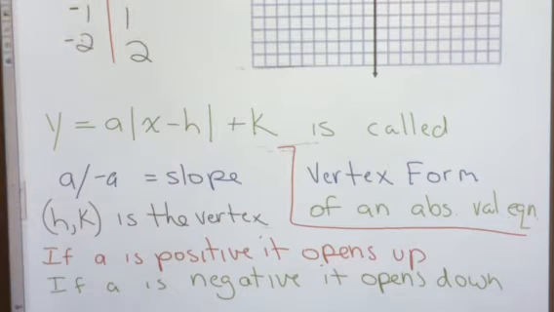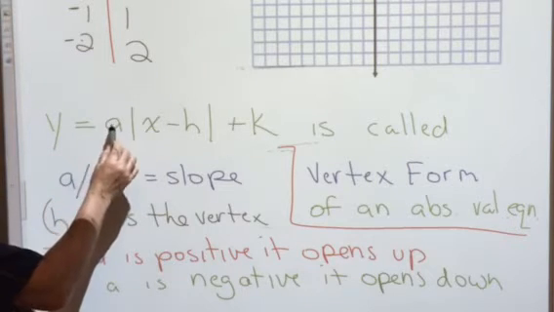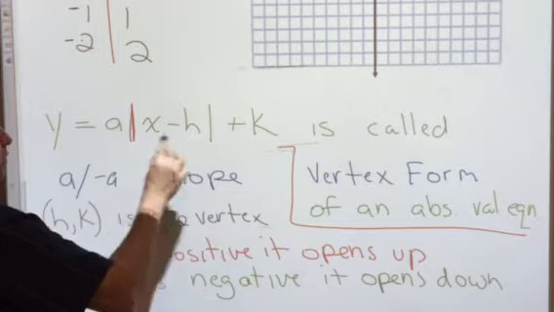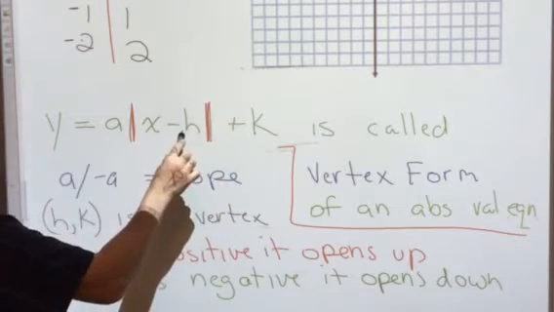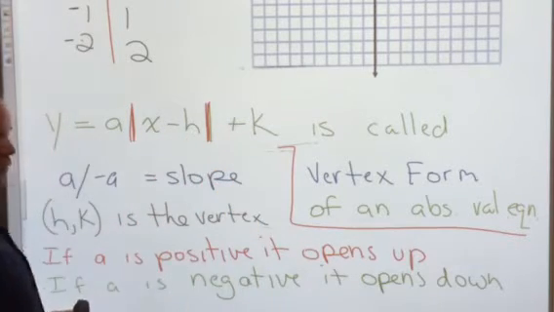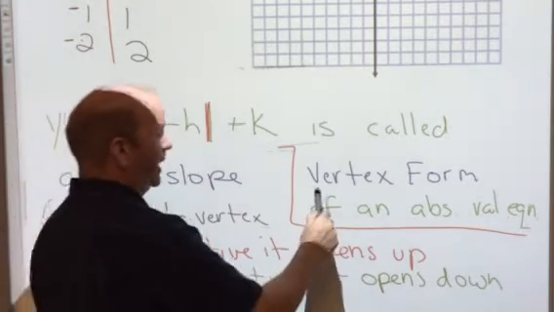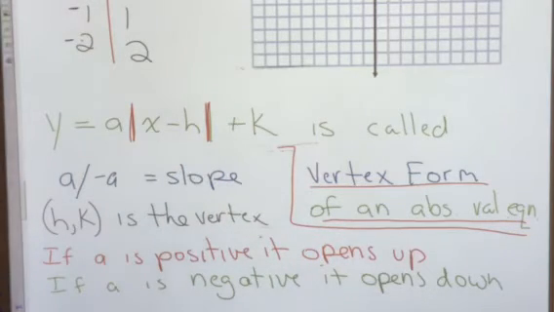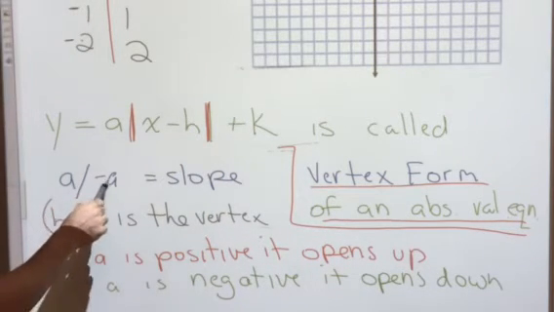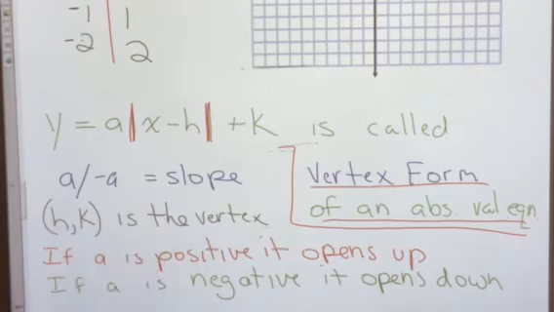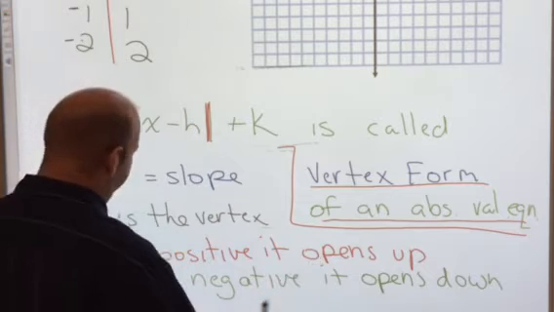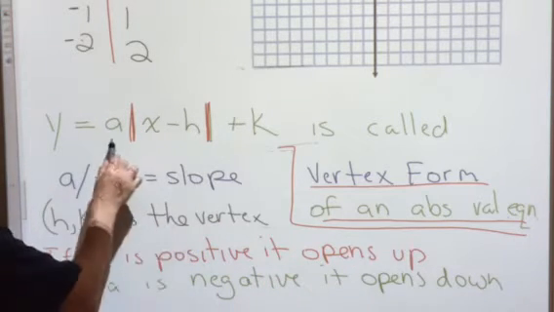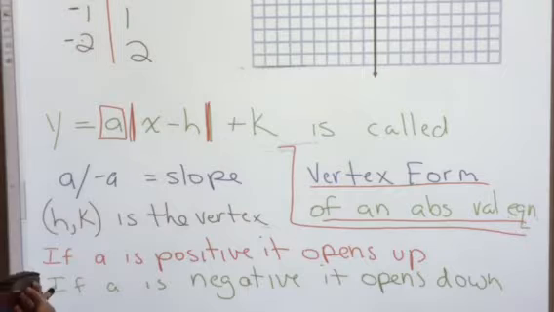y equals a times the absolute value of x minus h, plus k, is called vertex form of an absolute value equation. Vertex form. Okay, a or negative a is the slope. If a is positive, it opens up. If a is negative, it opens down. This a right there. h, k is the vertex.